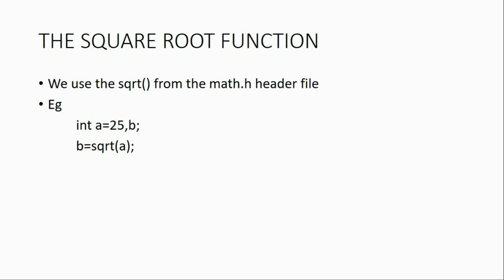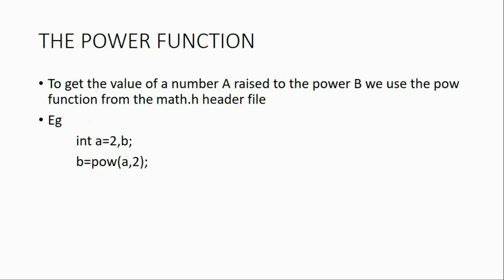Remember, you have to include the math.h header file at the start of the program so that you can use the square root function. Next one is the power function. To get the value of a number a raised to b, we use the power function. Again, this is from the math.h header file, so here you also have to include the math.h header file at the start of the program.